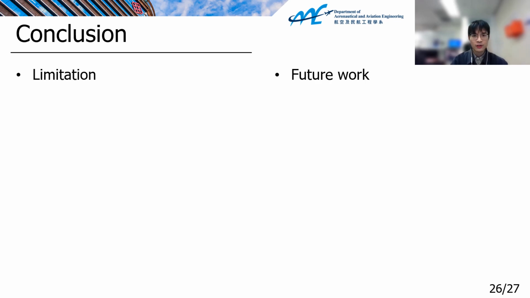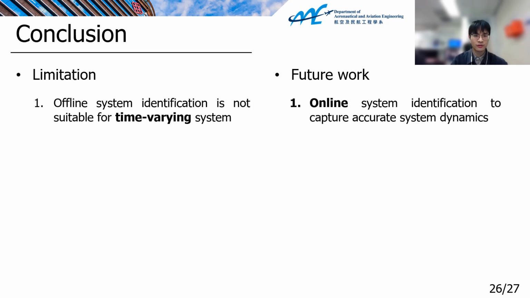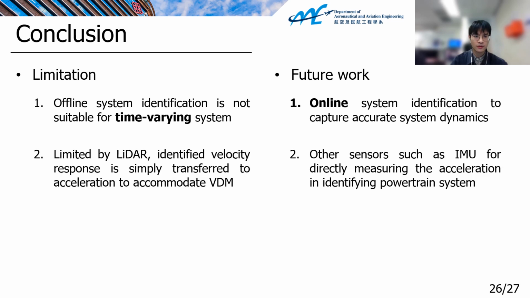Nevertheless, this work has certain limitations and also suggests possible improvement directions. Firstly, our work adopts offline system identification, but it's not suitable for time-varying systems. Future work can consider using online system identification to capture accurate system dynamics. Actually, we are currently working on this direction. Hopefully, we'll achieve better performance.